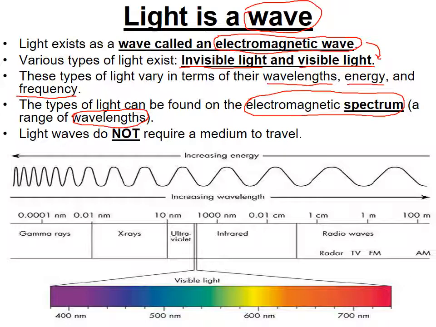Now, one really important thing I do want you to understand about light waves is that they do not require a medium to travel in. And so what that essentially means is that when you speak, for example, you create sound waves. For those sound waves to travel from you to somebody in order to hear you, there needs to be a medium. There needs to be some kind of substance for that wave to travel through. Now, the substance that we use here might be, for example, air.